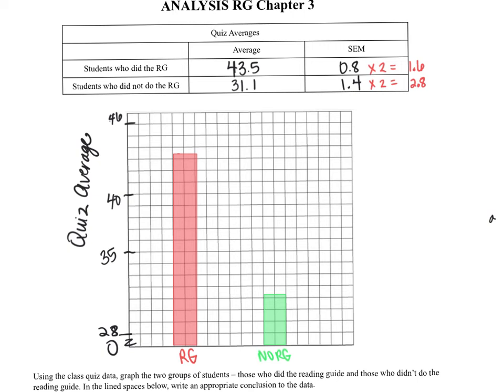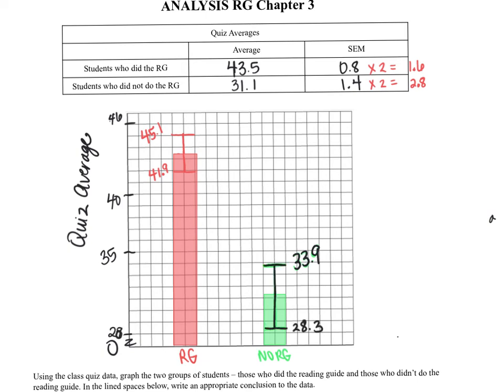Next, I'll add my SEM bars. I'm going to add the value 1.6 to 43.5 to figure out the top of the SEM bar. And then I'm going to subtract 1.6 from 43.5 to figure out the bottom of the SEM bar. Next, I'm going to figure out the top of my SEM bar for the students who did not do the reading guide. I'm going to take 2.8 and add it to 31.1. And then I'm going to subtract 2.8 from 31.1 to figure out what the bottom of that SEM bar is going to be.